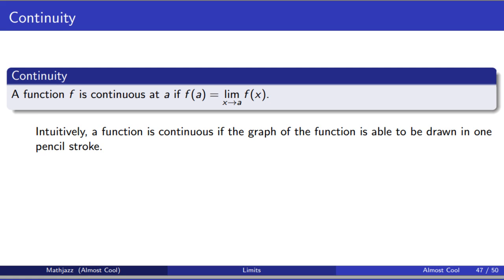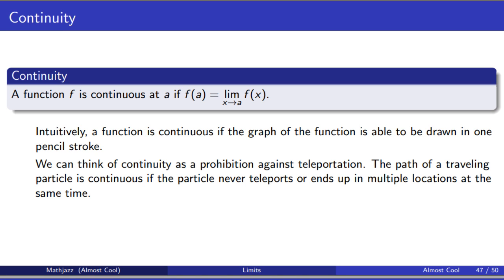Intuitively, a function is continuous if the graph of the function is able to be drawn in one pencil stroke. Also intuitively, continuity is a prohibition against teleportation. The path of a traveling particle is continuous if the particle never teleports or ends up in multiple locations at the same time.